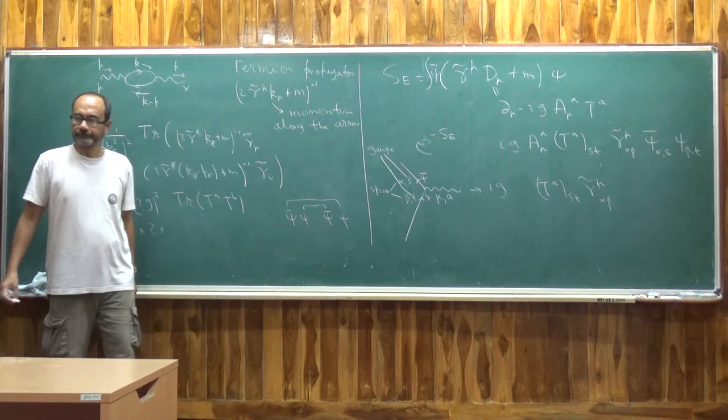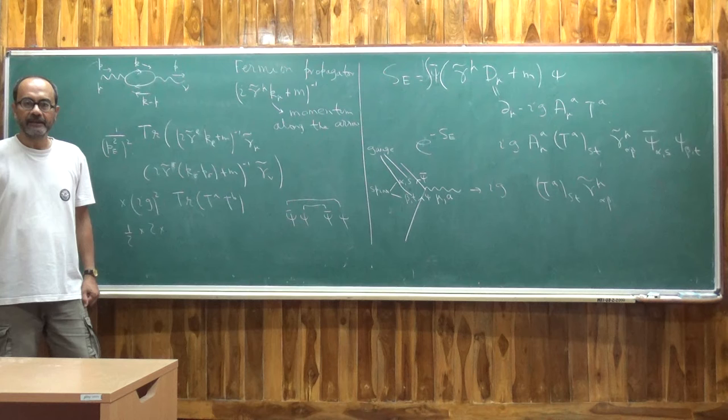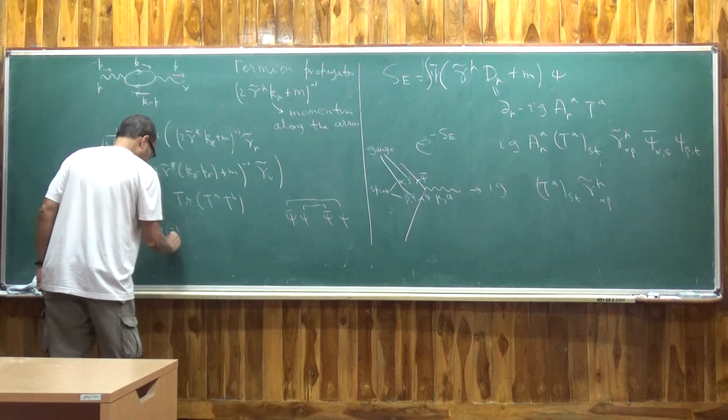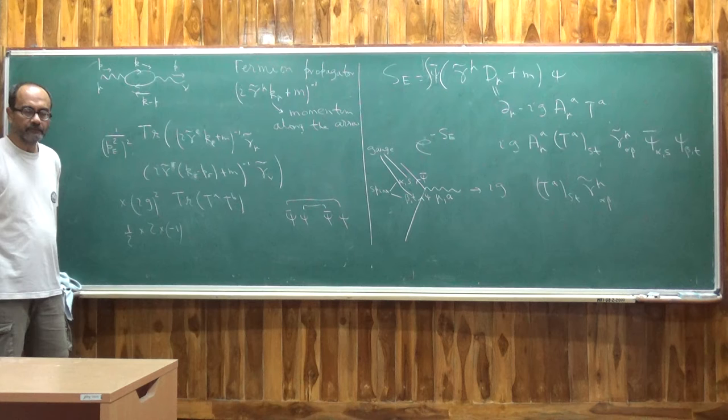Is there a sign? Yes, there is a sign. Why is there a sign? So this is psi psi bar. This is in the correct form, but this is psi bar psi, right? So we have to switch, so that gives a minus sign. So there is an extra minus sign. Okay, so this is the result of calculating this diagram.